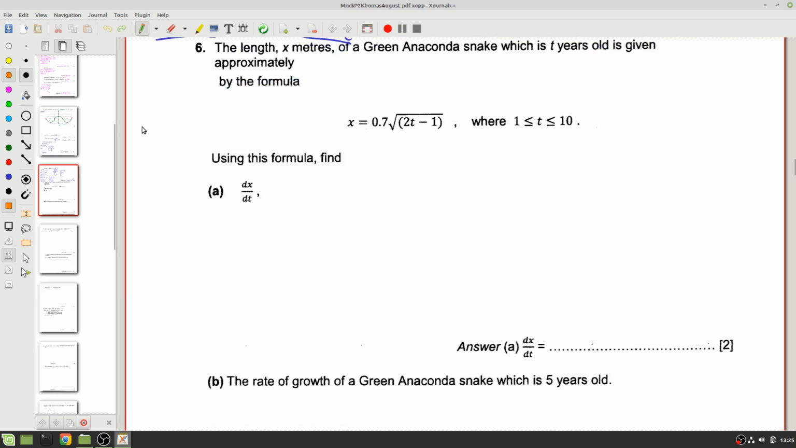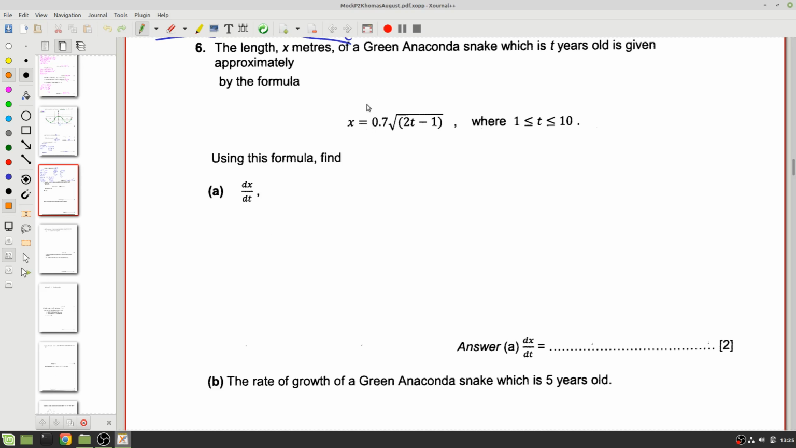Alright, so we are told the length, x meters, of a green anaconda snake, which is 2 years old, is given approximately by the formula x equals 0.7 times the square root of 2t minus 1. And t only runs from 1 to 10. Using this formula, find the derivative of x with respect to t.